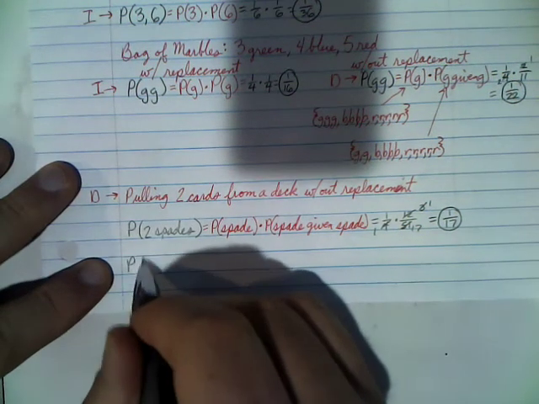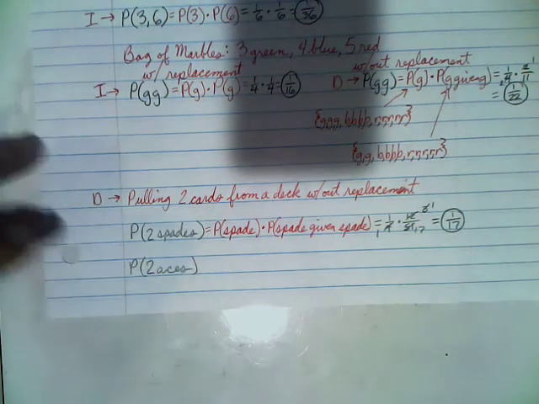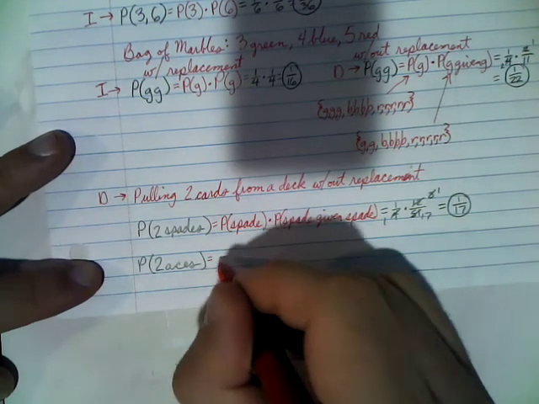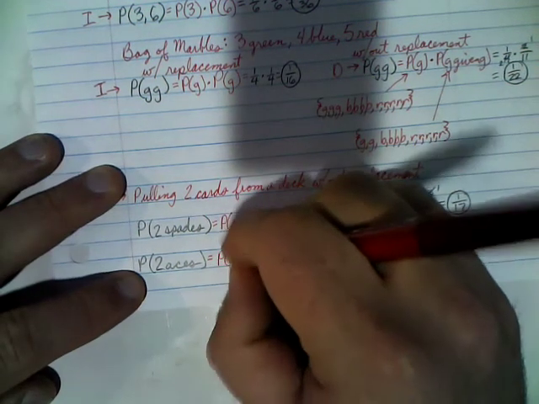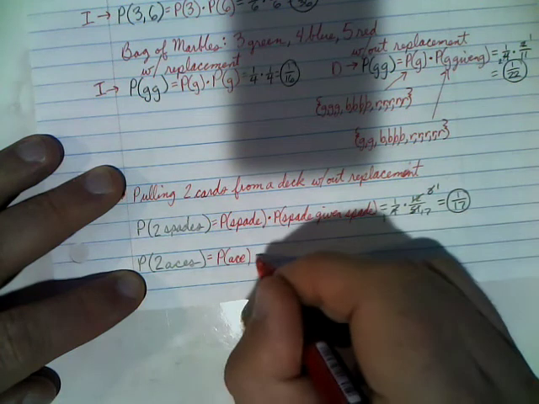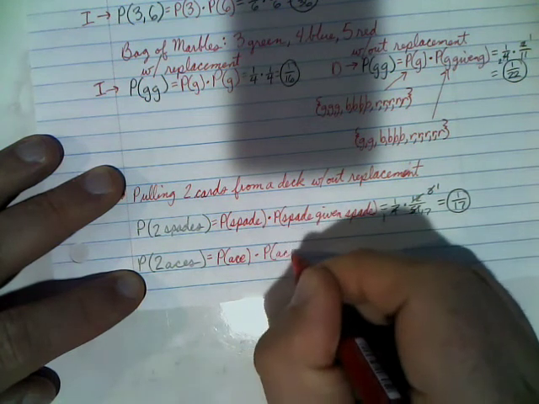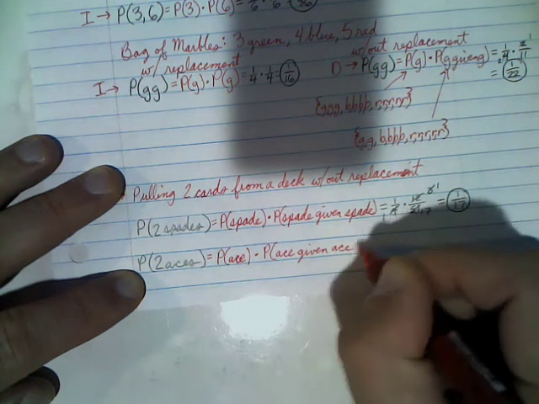So how about the probability then of pulling 2 aces? Likewise, this is dependent, so it's going to be the probability of the first ace times the probability of a second ace given we've already pulled an ace.